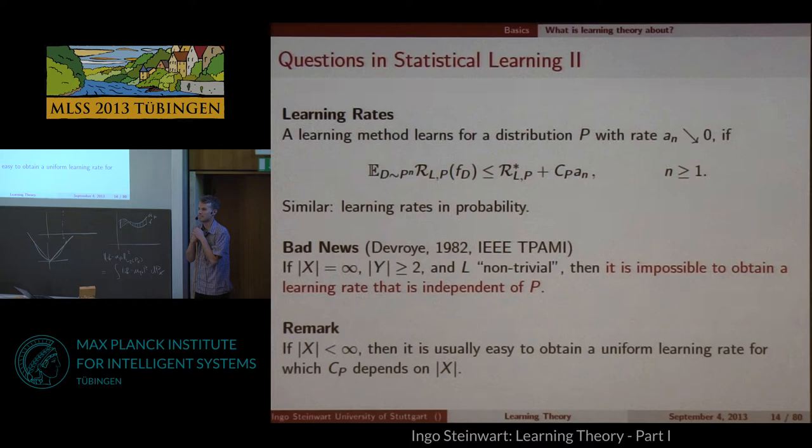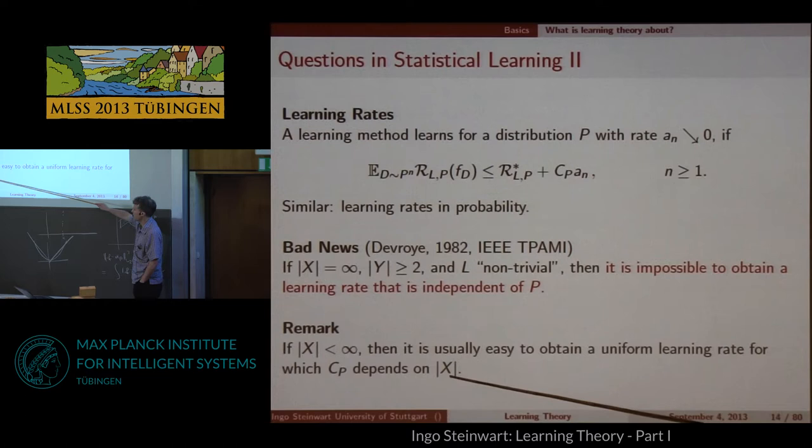Any questions so far? Okay. So, whenever we deal with a finite input set X, we can actually get rates, and the easiest way to get these rates is the following. We just consider each point in X independently and have a look at the number of labels which have the same point x, and then solve the problem independently for all of these points x.